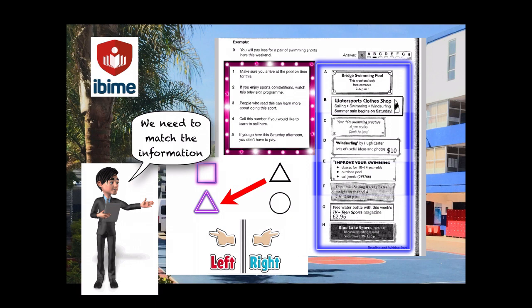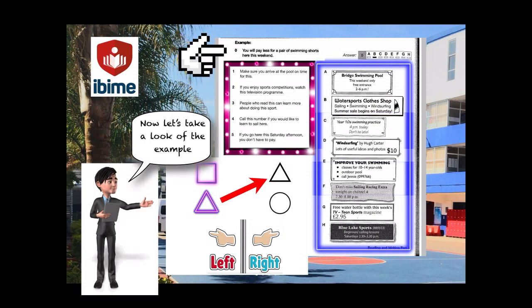Only be careful. Maybe they look very similar, like a triangle with a triangle that we need to match, yes, but they need to have the same meaning. Sometimes the statements have the same words as the signs, but they don't mean the same. So you have to pay close attention to that. Be really careful. Okay, now let's take a look at the example.